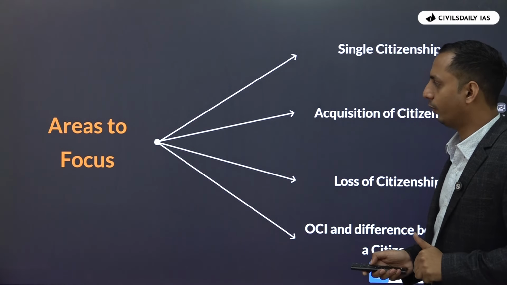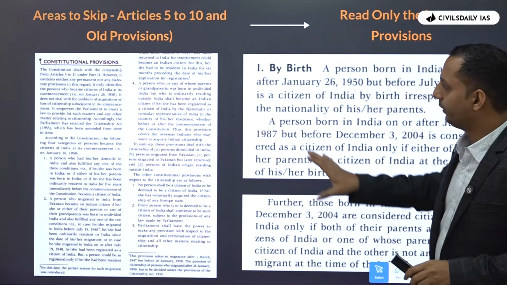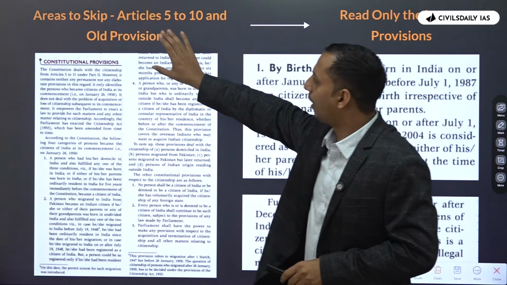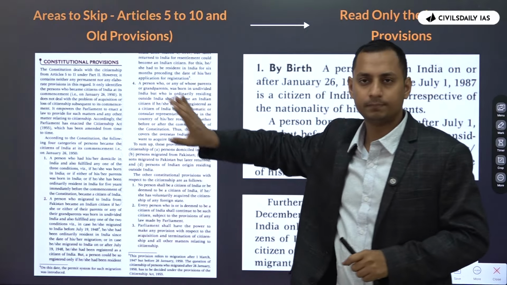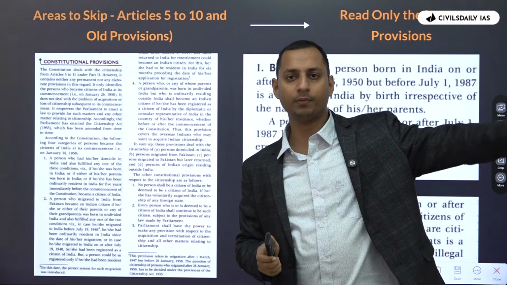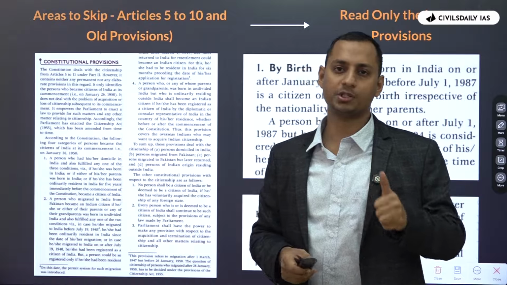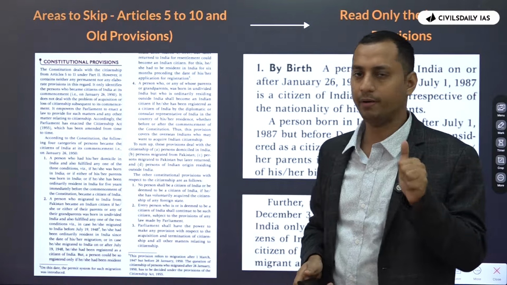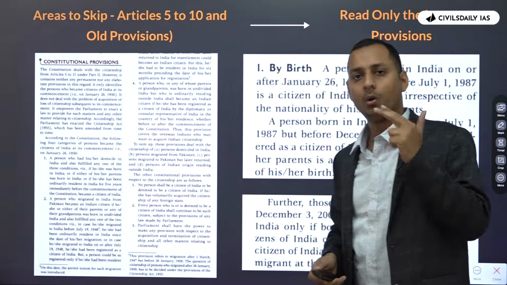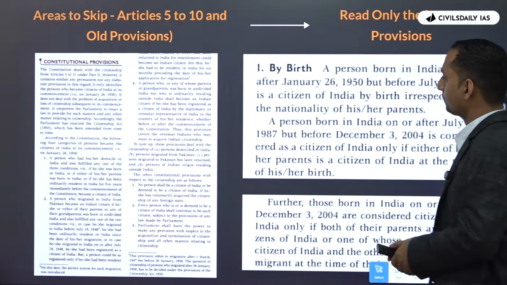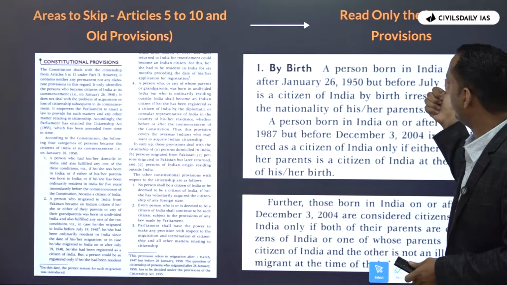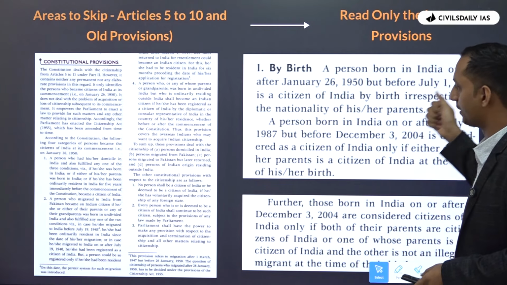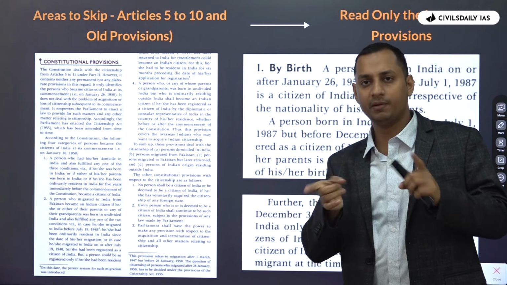Now, what are the areas to ignore? First of all, you have to completely ignore these areas. Articles 5 to 10 deal with the old provisions during the partition period. This is something you have to completely ignore. Articles 5 to 10, you have to completely ignore. Also ignore all these areas. A person born in India after 1950 but before July 1987. This was the previous provision, right?